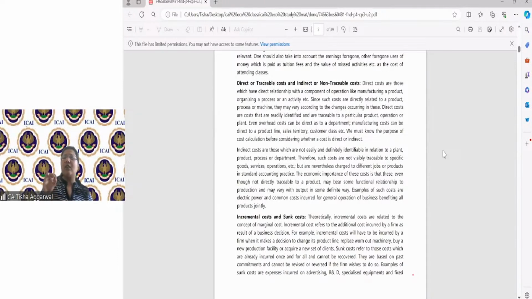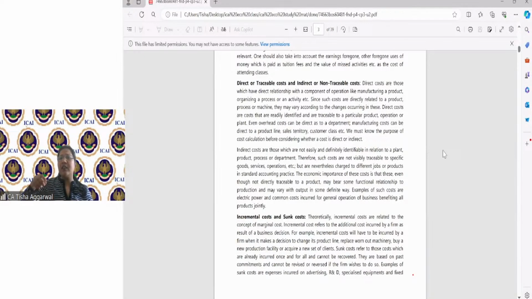What is the direct or traceable cost? Direct or traceable cost is something which can be traced in the output, that is, the manufactured product. For example, I'll tell you one very simple example. You manufacture a t-shirt. For one t-shirt, 1 meter of cloth is needed. 1 meter of cloth is 20 rupees. So that 20 rupees can be directly traced to that particular t-shirt. That is the direct cost.